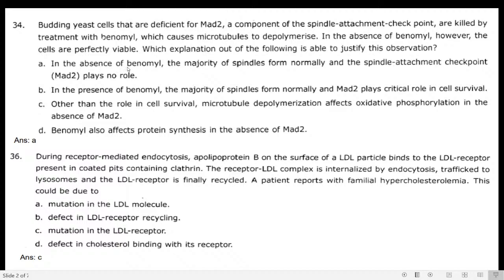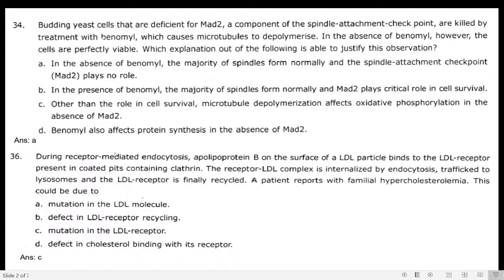In the absence of nocodazole, the majority of spindles form normally, and the spindle attachment checkpoint MAD2 plays no role, because that is the confusing statement here, it plays no role in cell viability. The main point is that the majority of spindles are formed normally. There is no role of MAD2.